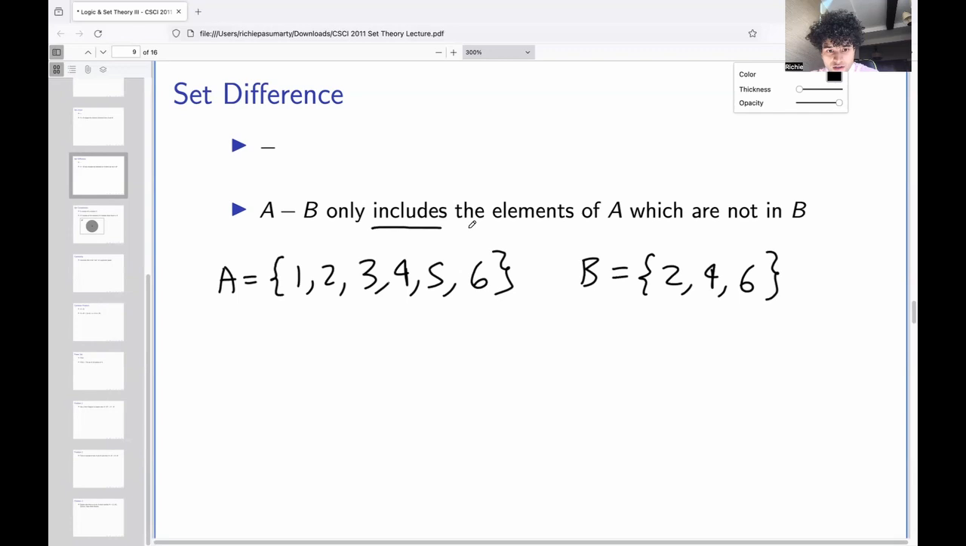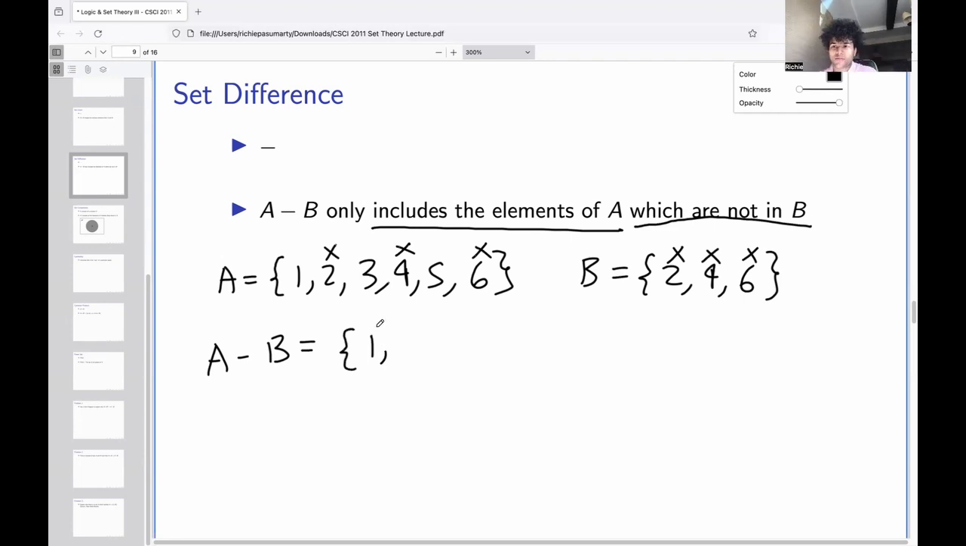Okay, so again, we're including the elements of A which are not in B. So let me just mark the elements in common between the two. That should help out a bit. So 2 is in common between both of them. 4 is in common between both of them. And 6 is in common between both of them. That means A minus B includes 1, 3, and 5. It only includes the unique elements of A.